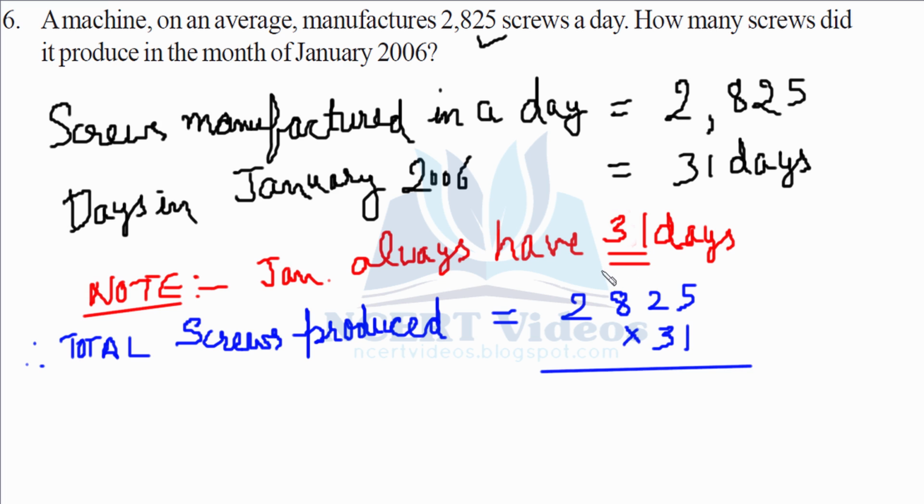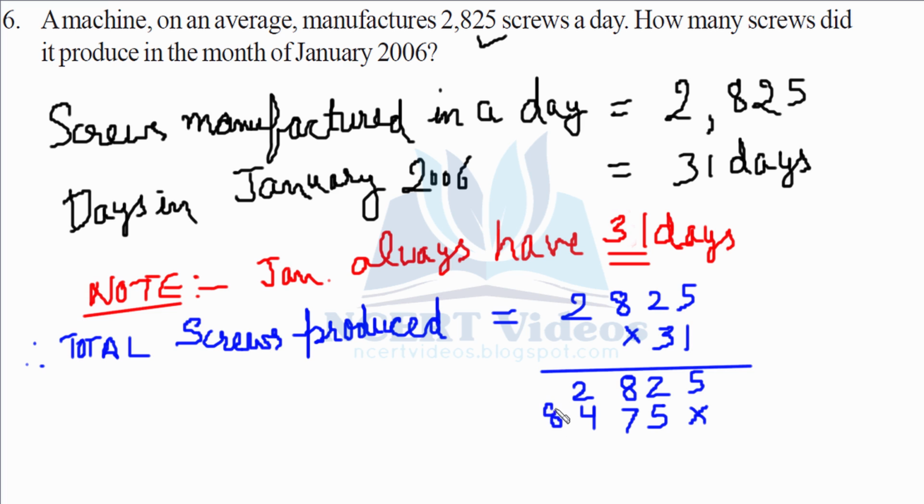So total screws, it is a simple multiplication. We know the 1 day, we will get for the 31 days by multiplying. So 5 ones are 5, or you just multiply it by 1. So it comes out to 825. Now 5 3s are 15, carry 1, 3 2s are 6, give you 7, 8 2s are 16, 8 3s are 24. Therefore 2, 3 2s are 6, 7, 8.